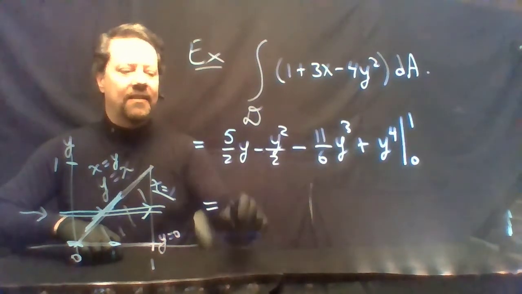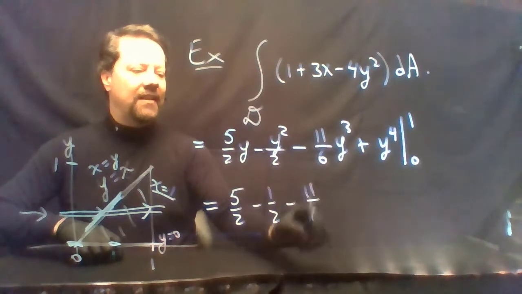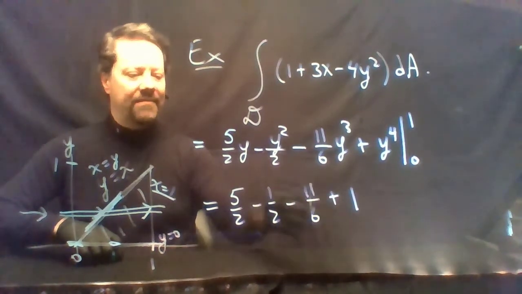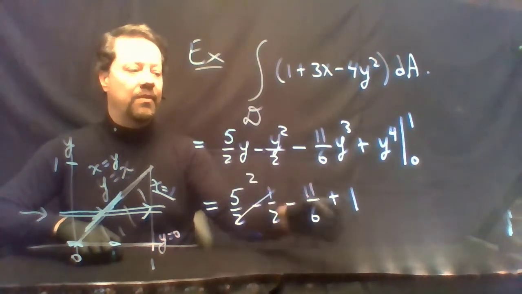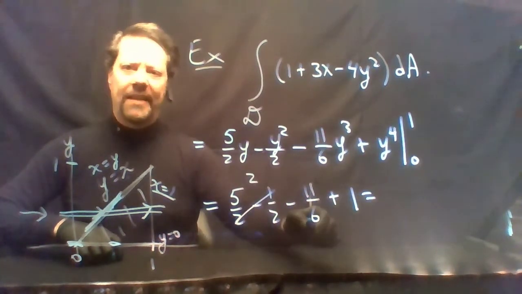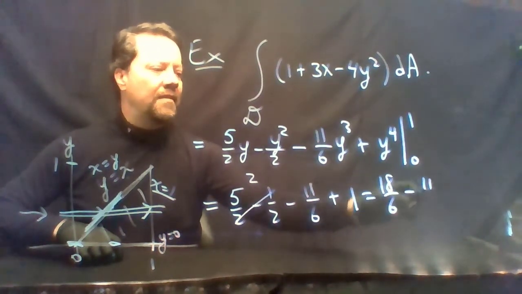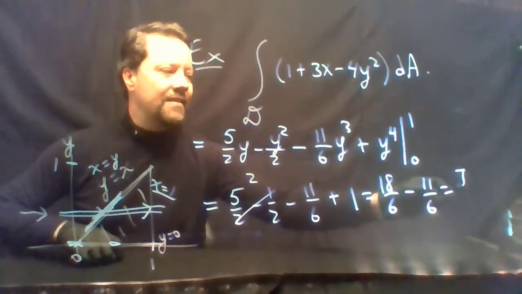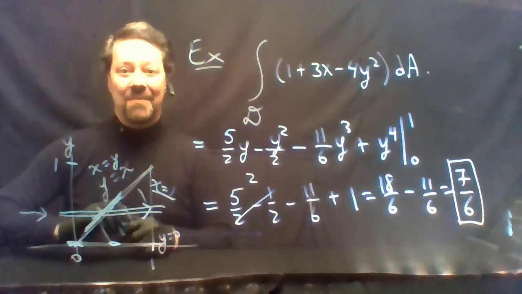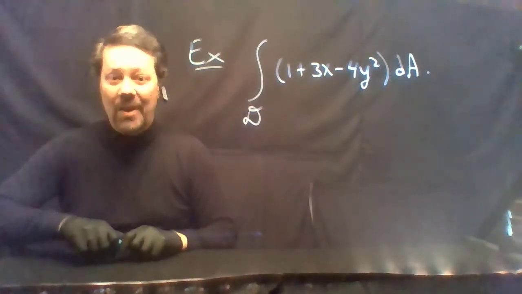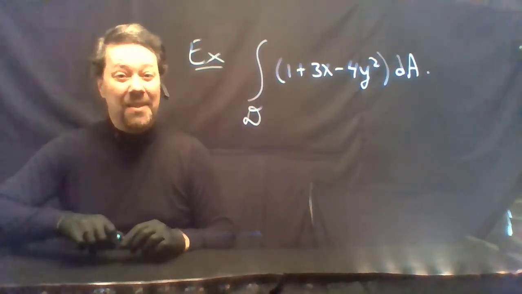We have then 5/2 minus 1/2 minus 11/6 plus 1. 5/2 minus 1/2 is 4/2, or 2. Plus 1 is 3. How many sixths is 3? It's 18/6. Minus 11/6 gives us 7/6, just as before. I want to review what we just did here because it's highly likely that many of you kind of missed the point.